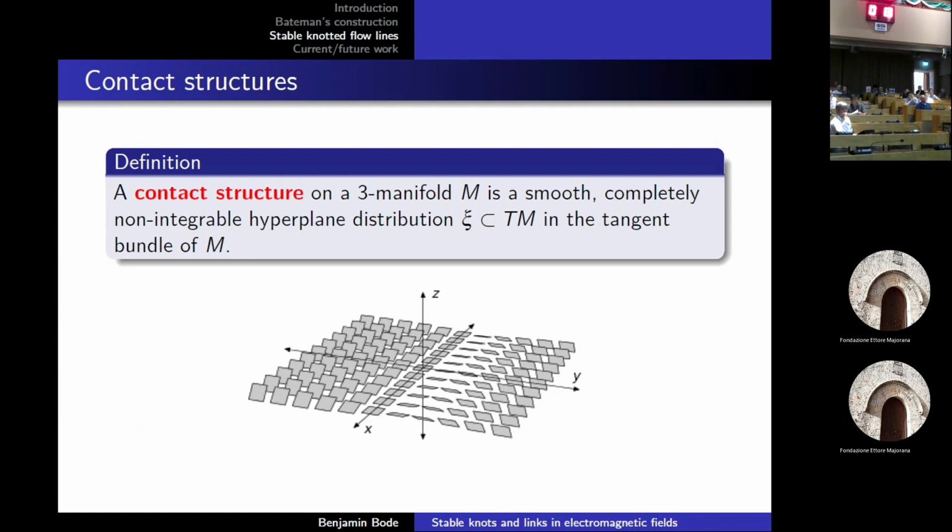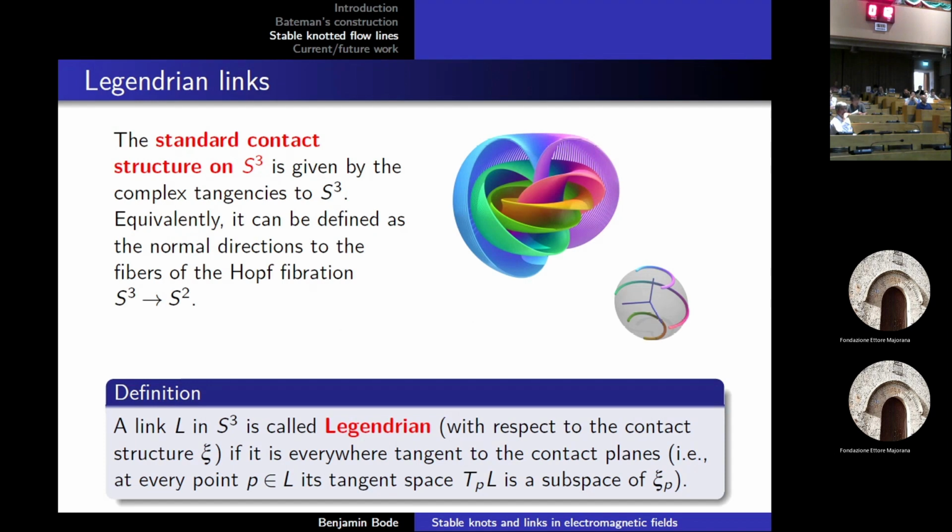So this picture illustrates this in R3. At every point you have a plane, and as you vary the y coordinate, this plane twists. And actually, there is only really one contact structure that I am interested in, and that's the standard contact structure on the unit 3 sphere. And there's two ways to define this, and both of them will be useful for us. The first one is the contact planes are precisely the complex tangencies to the unit 3 sphere.